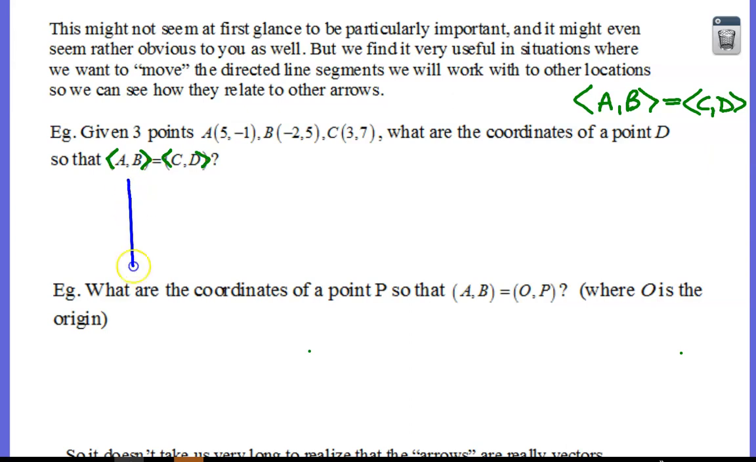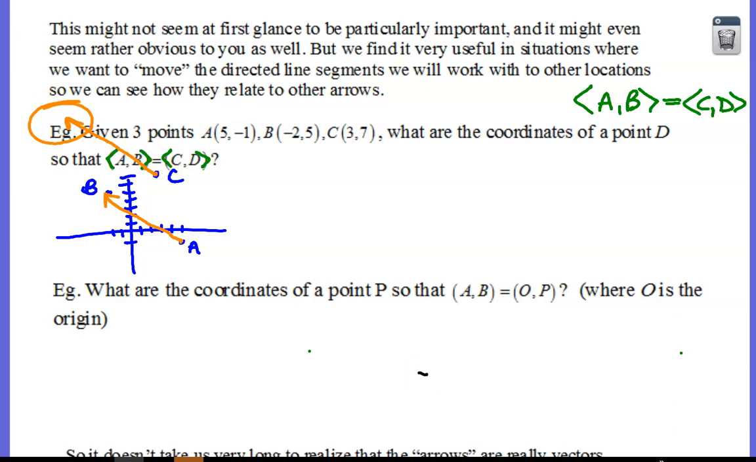Okay, so hopefully you've taken a second to try it. I'll plot these just so that we can see what we're dealing with. So there's A (5, -1), B is (-2, 5), C is (3, 7), and I'm looking for D. So you can think of it like this. I want the vector from A to B to be equivalent to the vector from C to D. So D has to be somewhere out here, is another way you can think of it.